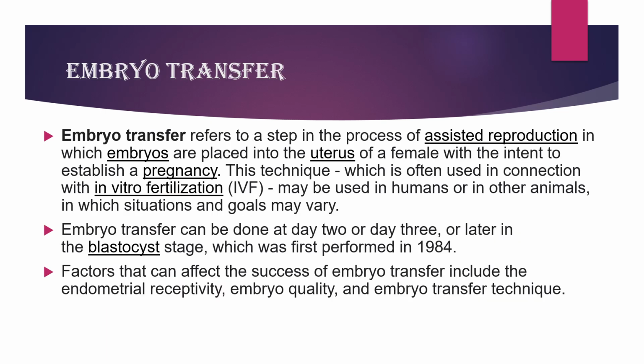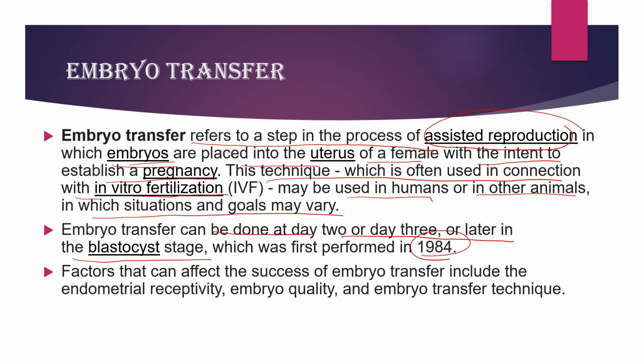Now comes embryo transfer. So what is happening there? It refers to a step in the process of assisted reproduction in which the embryos are placed into the uterus of the female with the intent to establish a pregnancy. So the intention is the same as it was in in vitro fertilization and test tube baby. This technique, which is often used in connection with in vitro fertilization, may be used in humans or in other animals, in which situations and goals may vary, right? Embryo transfer can be done at day 1, day 2 or 3, or later at the blastocyst stage, and it was first performed in 1984.